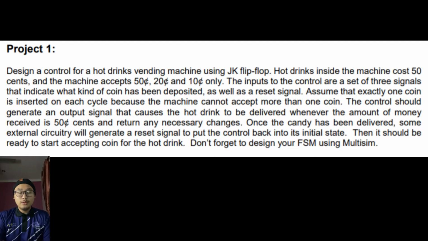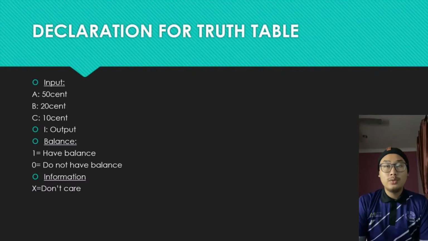So, this is our question in project 1. Firstly, we need to design the truth table. There are some declarations for our truth table. For input, A is 50 cent, B is 20 cent, C is 10 cent, and Y is output. For the balance, if 1 is the output, it means have balance. If 0, it means do not have balance. And lastly, for the information, X is don't care.